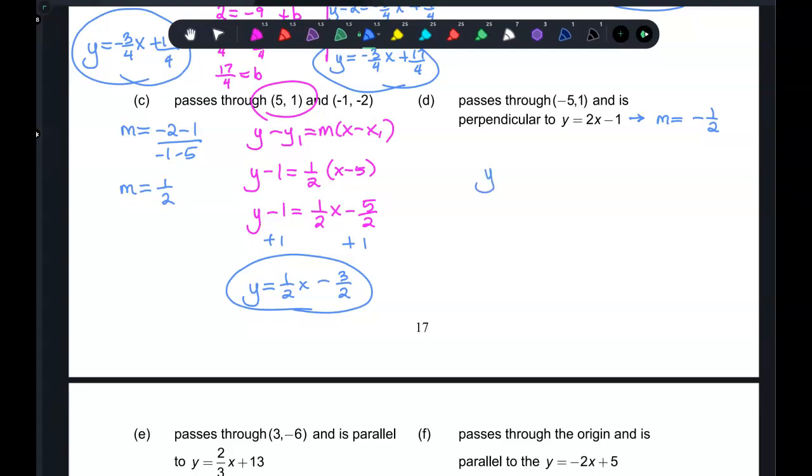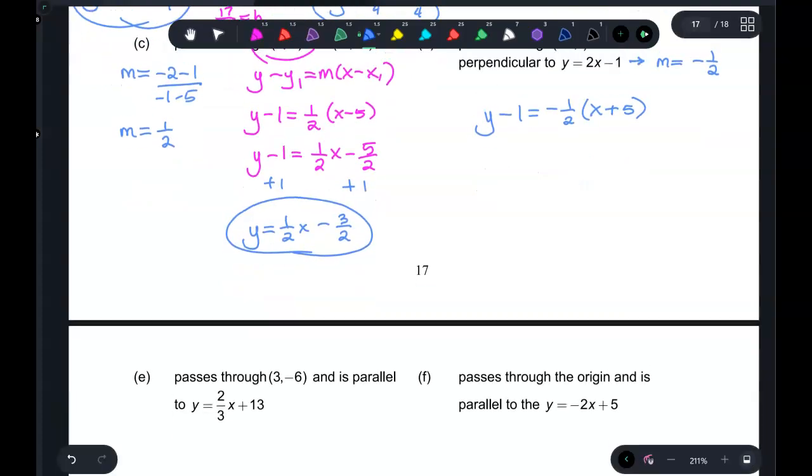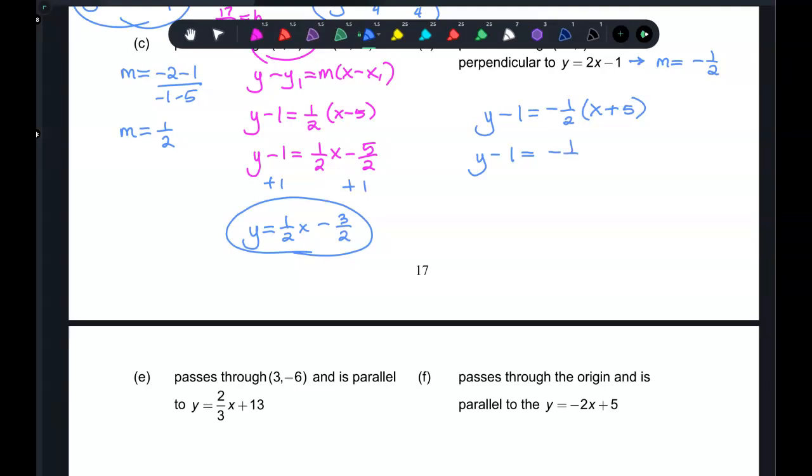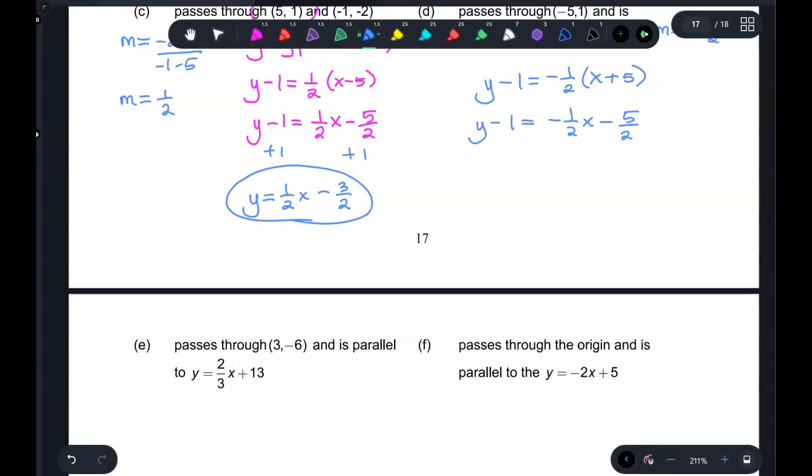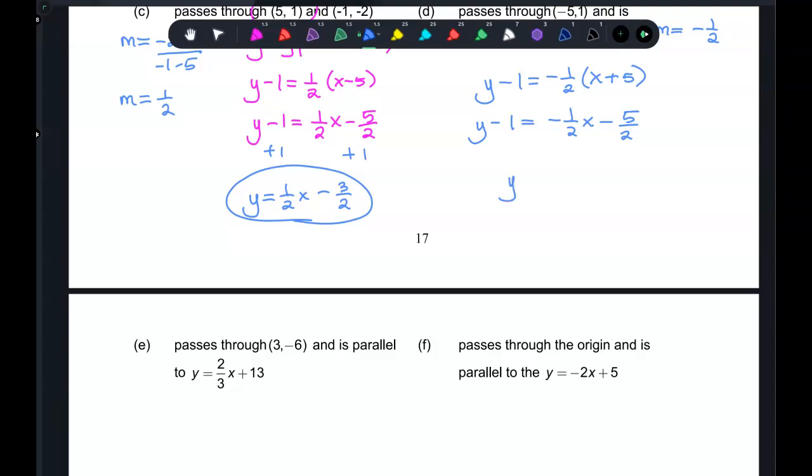Okay, so it's going to be y minus 1 equals negative 1/2, x minus negative 5 is x plus 5. This is going to look similar to the last one, just with a sign switch. So I have y minus 1 equals negative 1/2 x minus 5/2. It looks exactly the same as the last one, just with a negative slope. So negative 1/2 x minus 3/2. Beautiful.